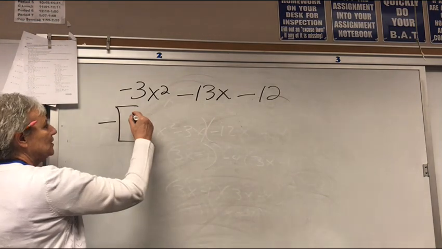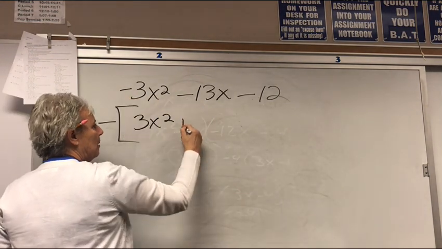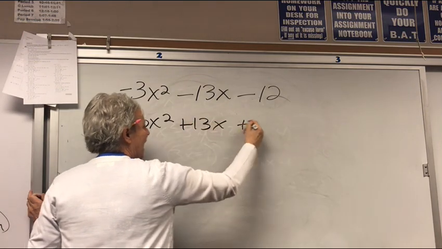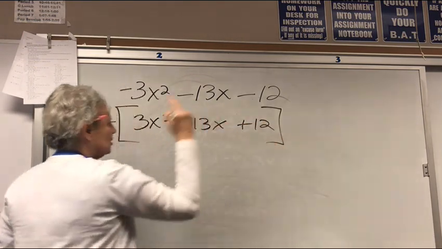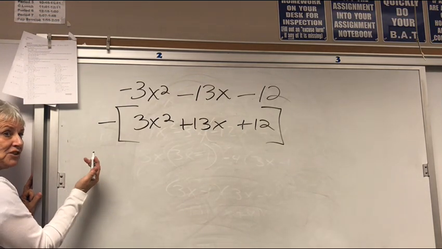Okay. So that's going to be 3x squared, right? Opposite. Positive 13x, positive 12. Yes. That's the problem we're going to be doing. Now, back again to factors of 36.